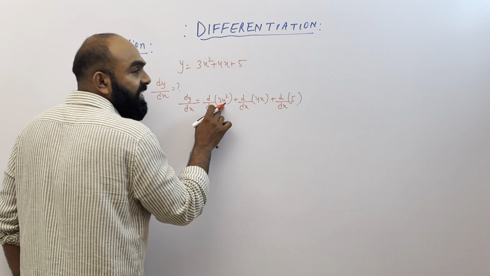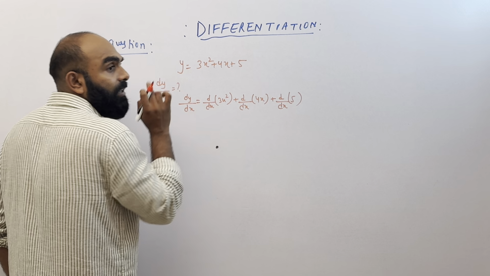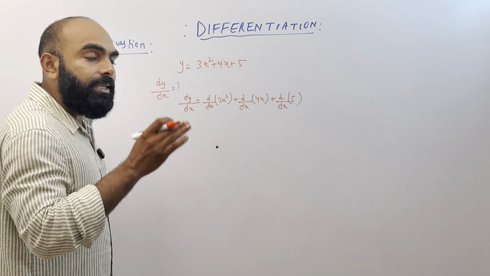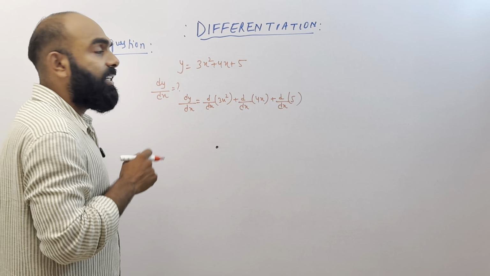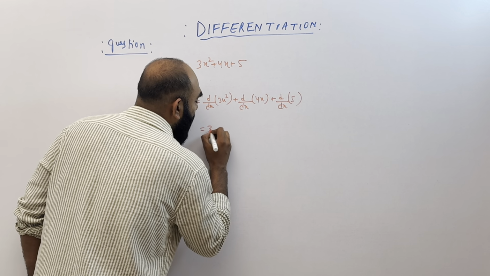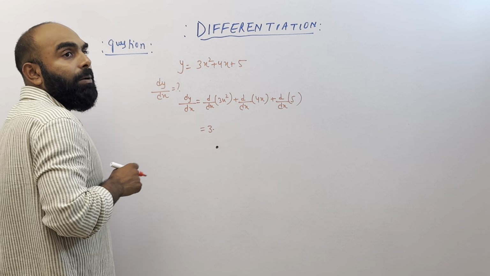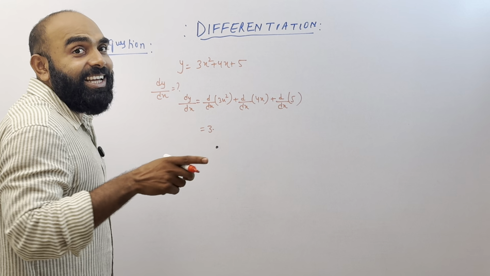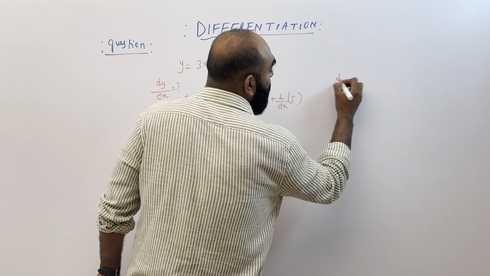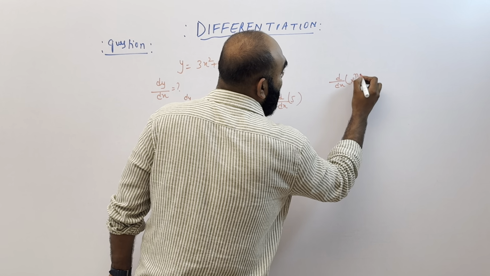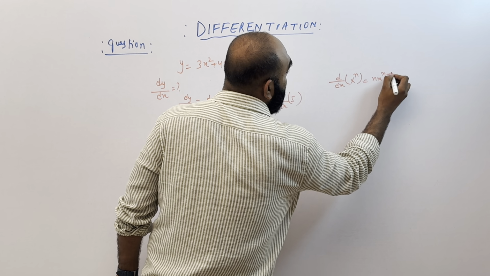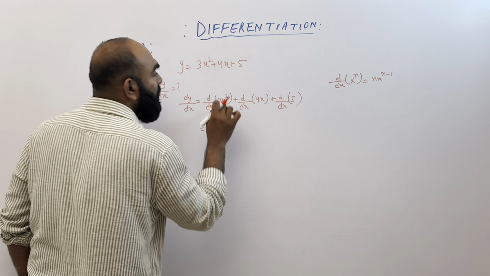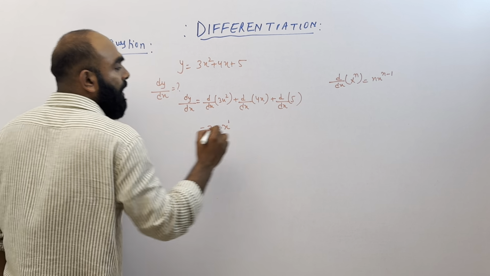Now here, there is a constant multiplied with the variable. 3 is multiplied with the variable, so take the 3 outside and then differentiate x to the power 2. X to the power 2 is in x to the power n form, so n is here 2. What is d by dx of x to the power n? It is n x to the power n minus 1. Here n is 2, so 2 into x to the power n minus 1; 2 minus 1 is 1 only.